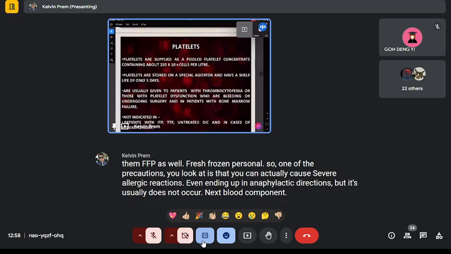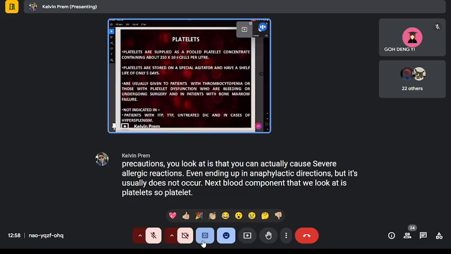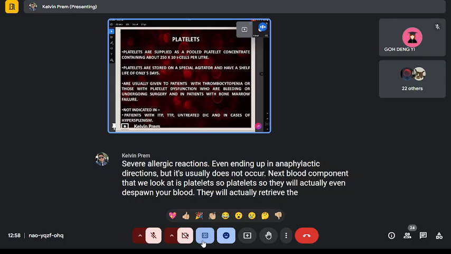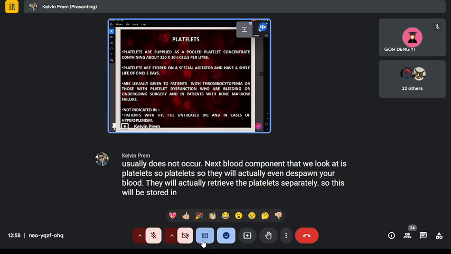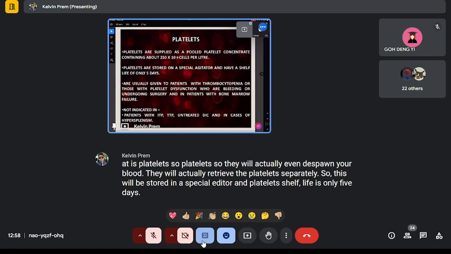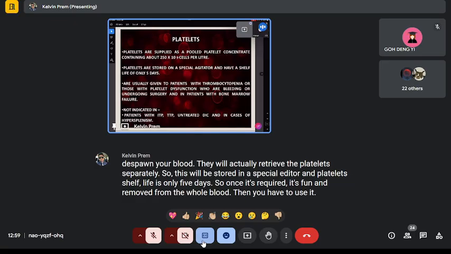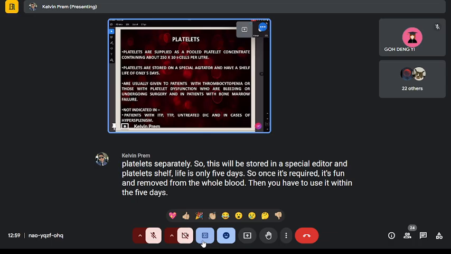Next blood component that we look at is platelets. When they spin your blood, they will retrieve the platelets separately. So this will be stored in a special agitator, and the platelets' shelf life is only 5 days. Once it's spun and removed from the whole blood, you have to use it within the 5 days.